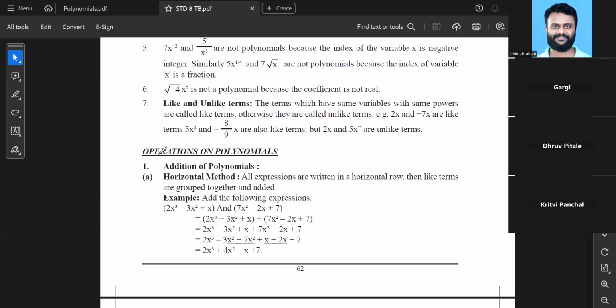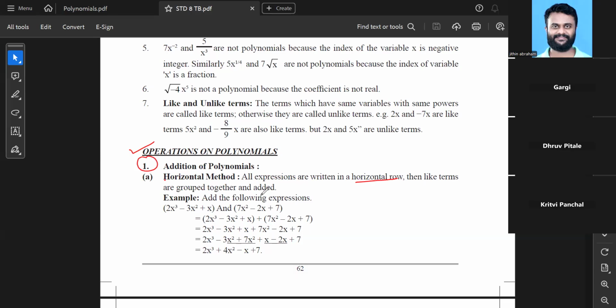Now let's understand operations on polynomial. What kind of operations? The first operation which we are going to learn is addition. Okay, addition is the first operation, addition of polynomials. In that, the first method, horizontal method, all expressions are written in horizontal. Then like terms are grouped together and added. These are the two steps.